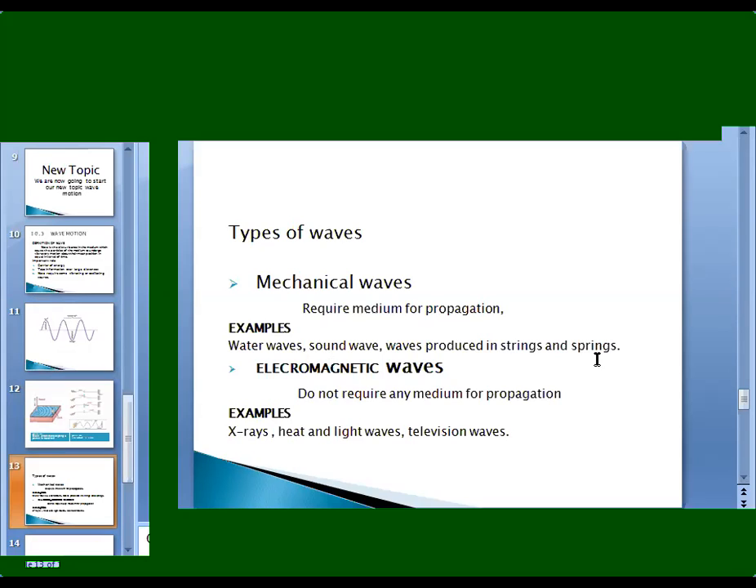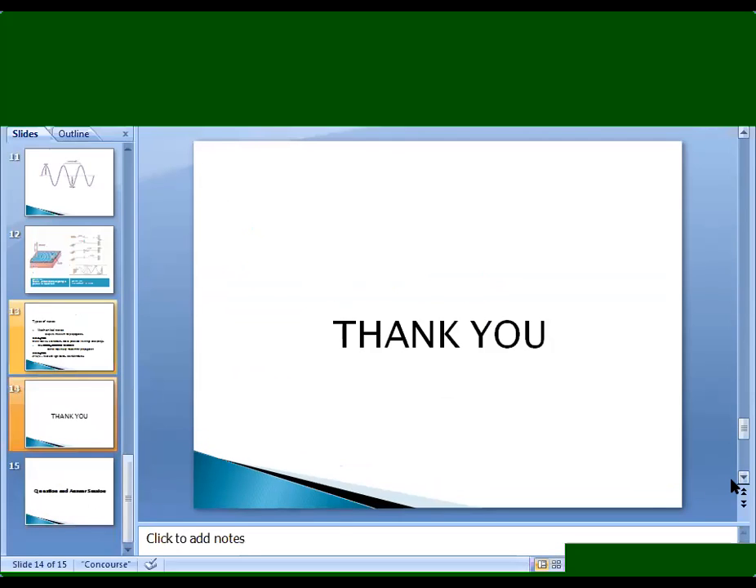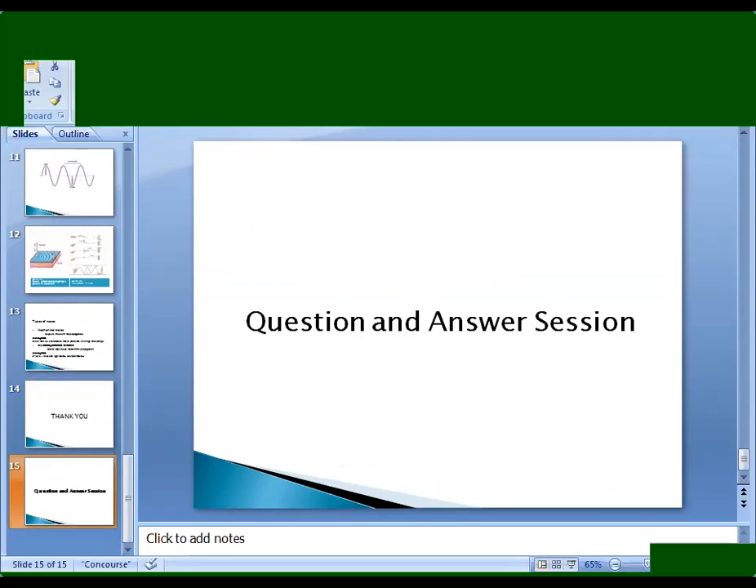Then we discussed electromagnetic waves. Electromagnetic waves are those waves which do not require any medium for their propagation. Examples of electromagnetic waves are X-rays, heat and light waves, and television waves. Students, this is the end of topics 10.2 and 10.3. If you have any questions regarding these two topics, feel free to ask me.